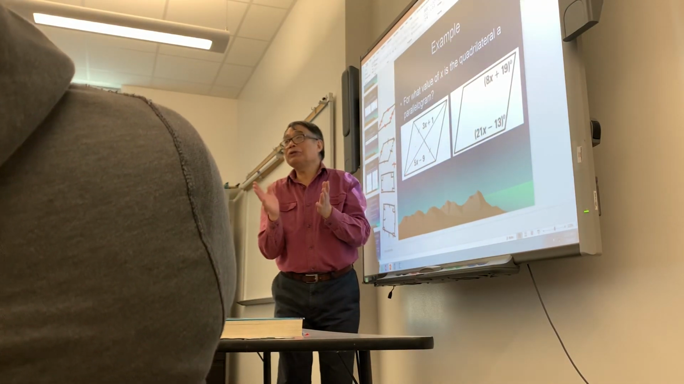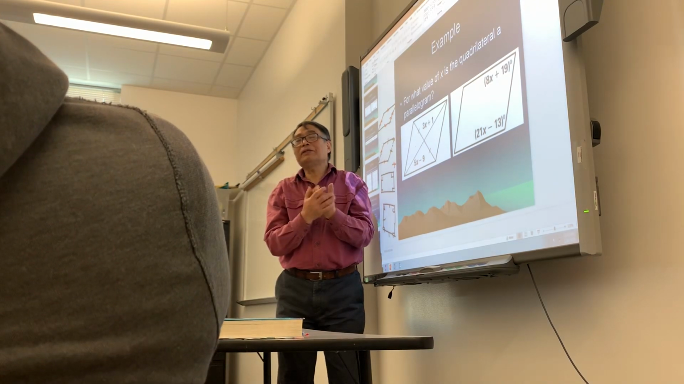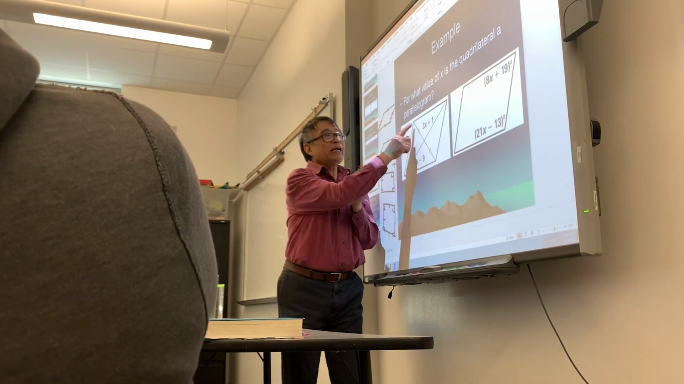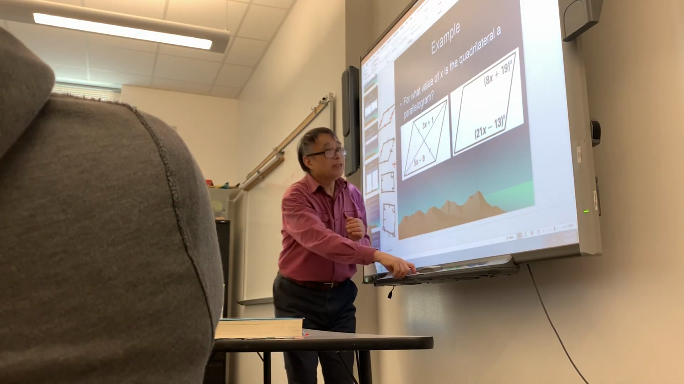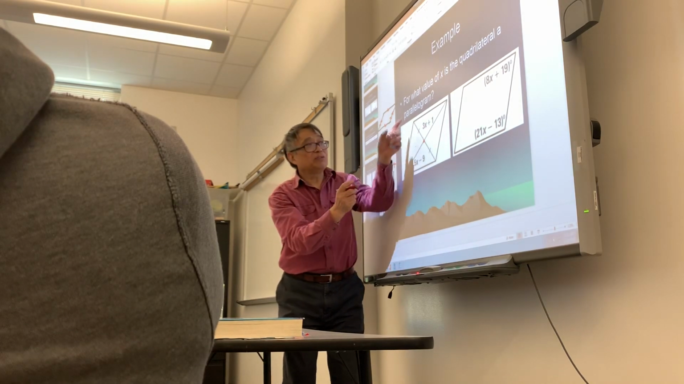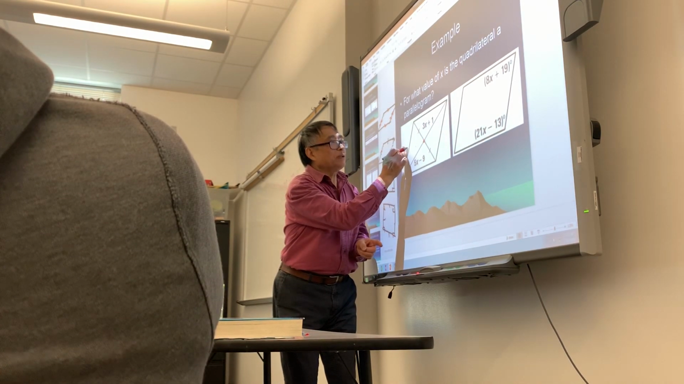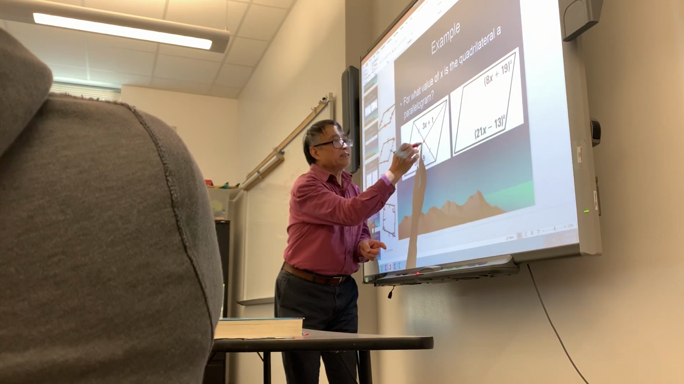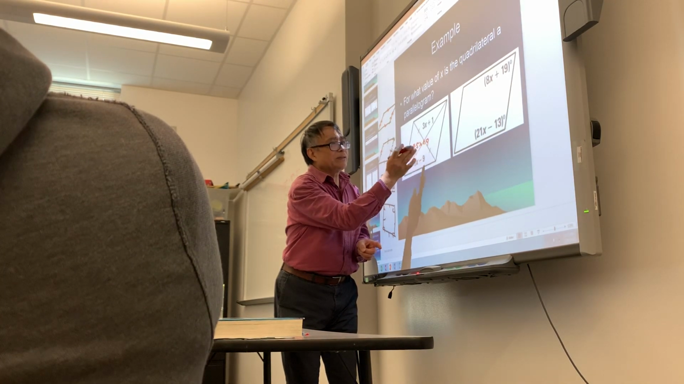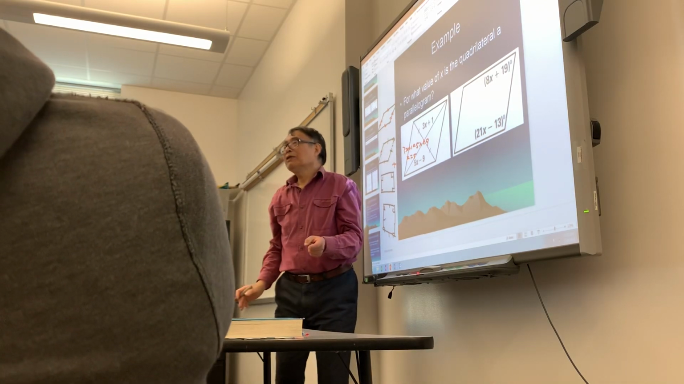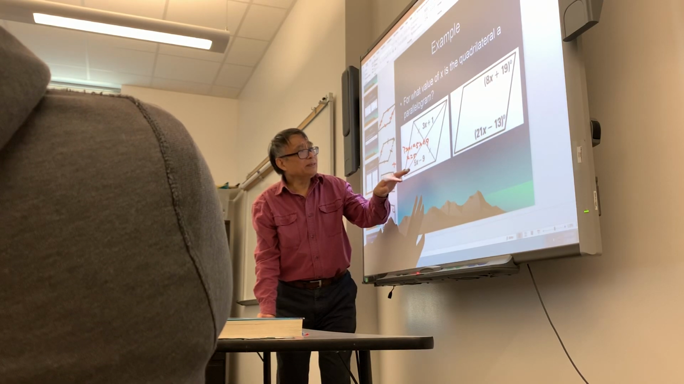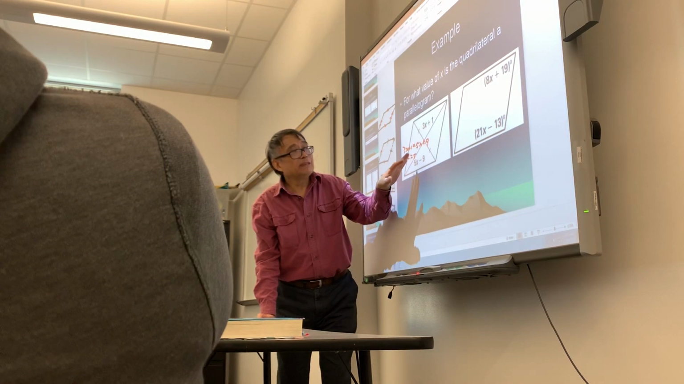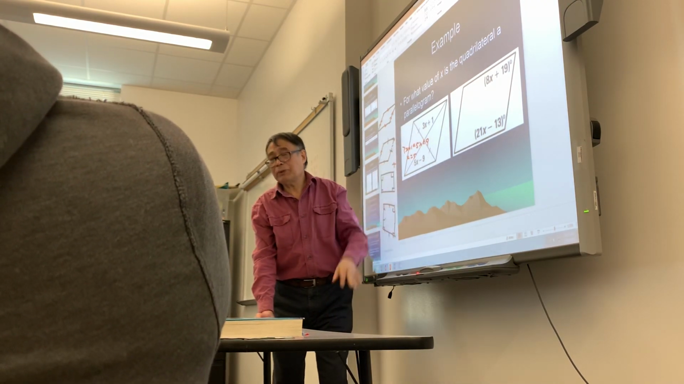For this question you have to use the diagonals bisect each other. 3x plus 1 equals 5x minus 9, it means bisect. So this point is the bisect point for the diagonal. You get 3x plus 1 equals 5x minus 9, so x is 5. When x equals 5, you can see, is that correct? Yes. When x equals 5, this is a parallelogram.